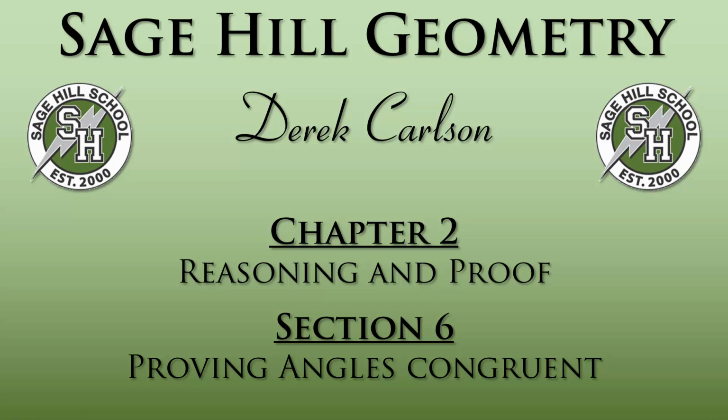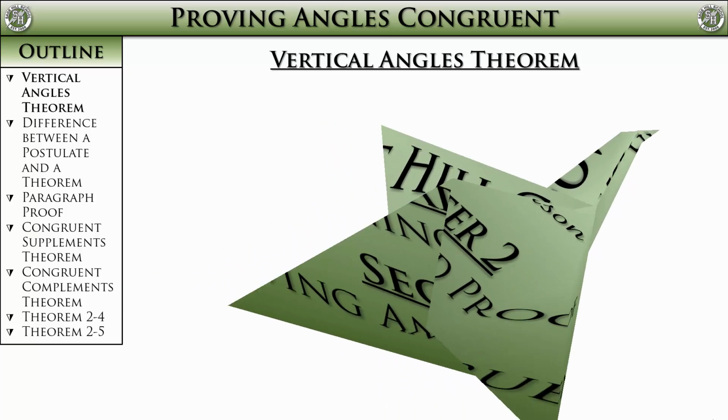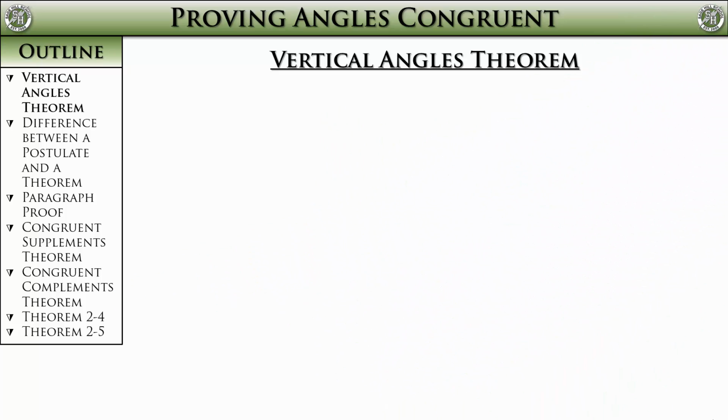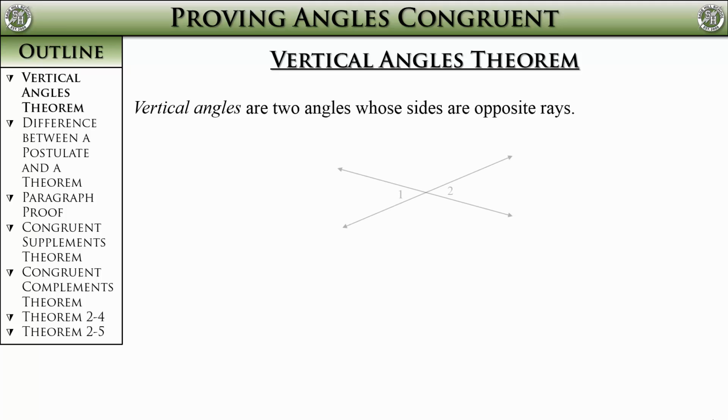We wrap up Chapter 2 with a section that deals with various pairs of congruent angles. In Section 1.5, we introduced the concept of vertical angles. This was the definition. That definition describes the fact that vertical angles are on opposite sides when two lines cross, like angle 1 and angle 2. So that should be a review.